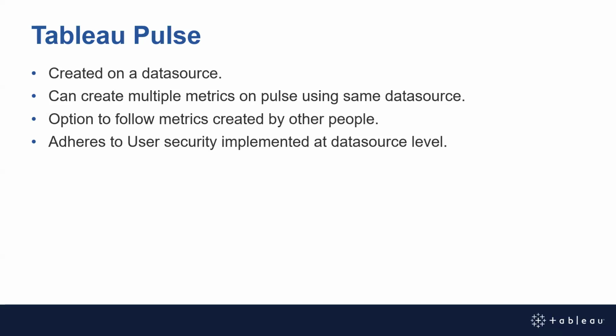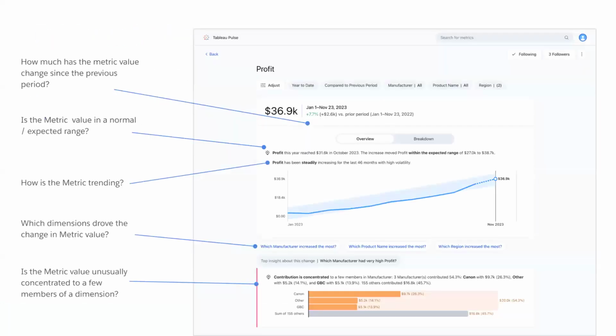You can create multiple metrics. You can select a metric and a dimension, and then create a pulse. Some people can create a pulse, and others can follow the same metric. And if you have given user-level security on the data source based on the username, the same thing will be carried over to the metrics as well.